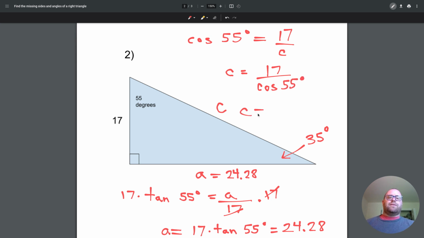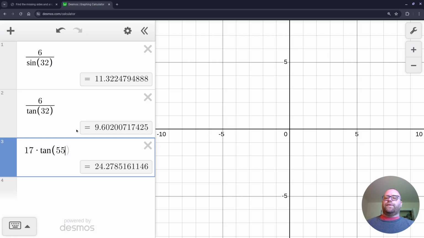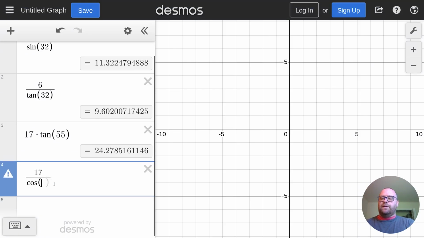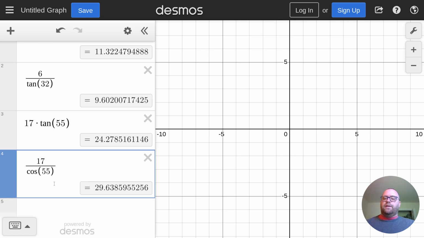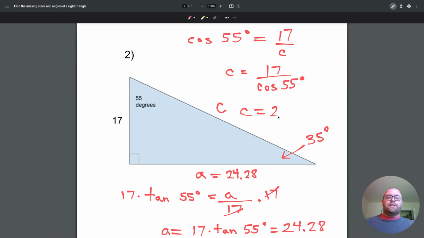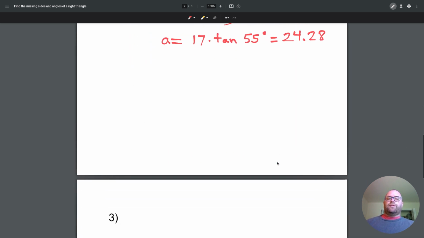So C is going to equal, go to Desmos here, 17 divided by the cosine of 55 degrees. It's going to be 29.64 if we round to the nearest hundredth. So C equals 29.64. So we found this side, and the missing angle. So we're good with that one. Okay, let's go down to this third one here.